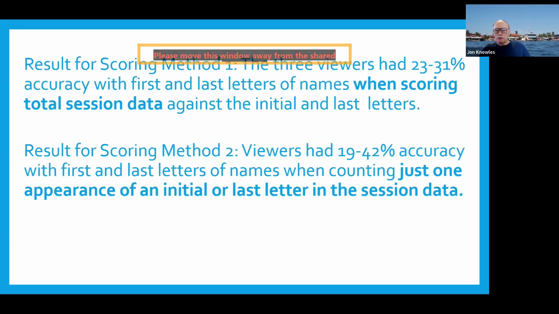So the range for the three viewers was 23 to 31% accuracy with the first and last letters of names when scoring total session data against the initial and last letters. But for method 2, it was between 19 and 42%.